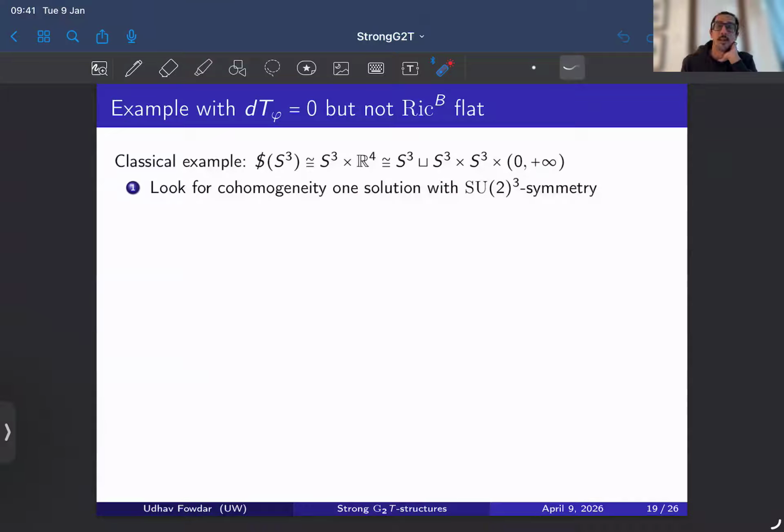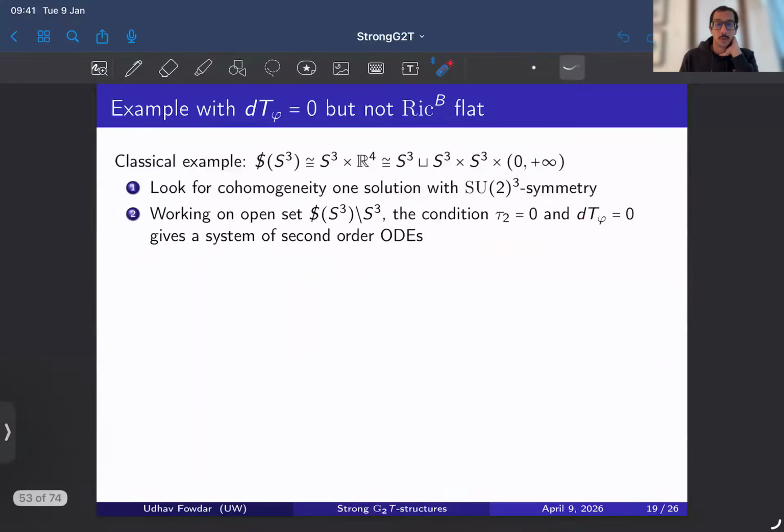That was the original idea that we had. So what we do is you start working on an open set. You remove the 0 section where the ODE sort of degenerates, and you work on S3 cross S3 times the interval. You impose the conditions that tau2 is 0 and that the torsion is closed.